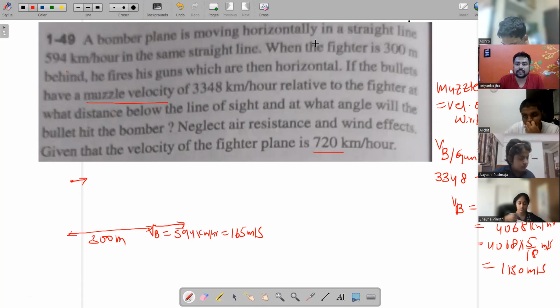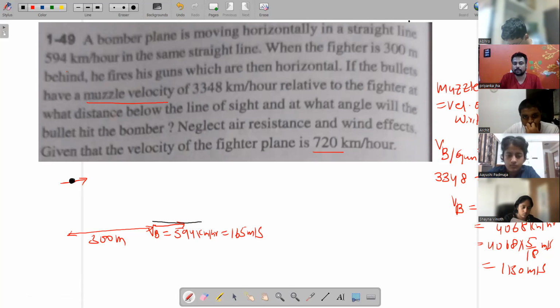Now, it says, at what distance below the line of sight? So here is the plane. Suppose this bullet will go and hit the bomber plane. So suppose here the fighter plane has fired the bullet. So the bullet will take time T to hit the bomber. So in that time, the bomber plane will also move.